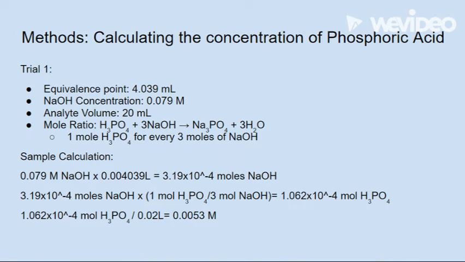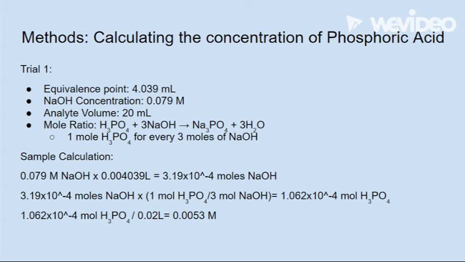The final method is calculating the concentration of phosphoric acid. Using the equivalence point calculated from the pH curve, the concentration of NaOH, the analyte volume, and the balanced chemical equation, the concentration of phosphoric acid can be calculated. As an example, I will walk through a sample calculation of trial 1 of the 20 milliliter Coca-Cola trials.